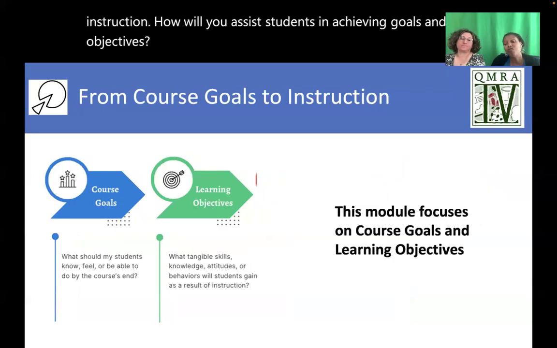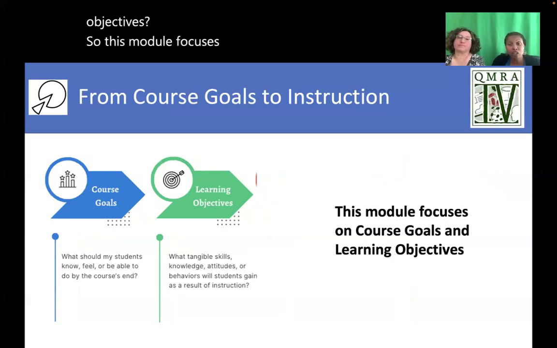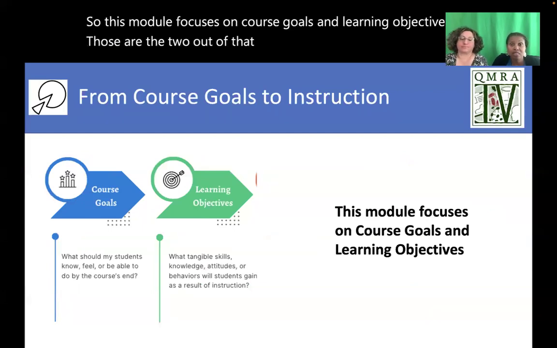So this module focuses on course goals and learning objectives. Those are the 2 out of that model that we will be focusing on today.